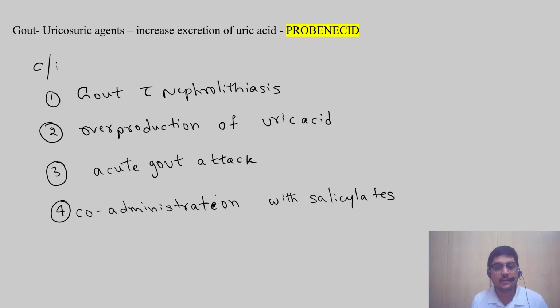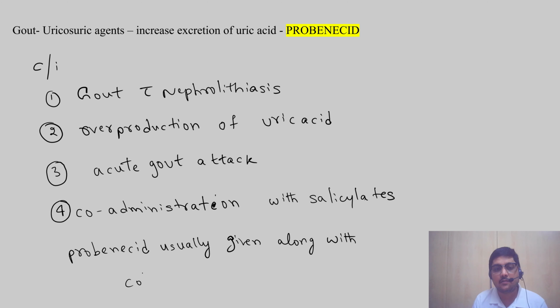Okay, what is the agent we should add along with probenecid in early therapy? Probenecid in early days of therapy, I told you right, is usually given along with colchicine, because these flare-ups will trouble the patient a lot during early days of therapy.